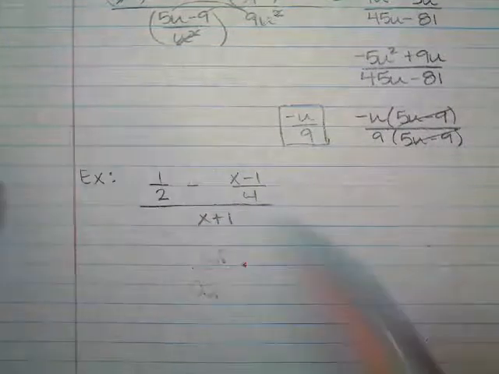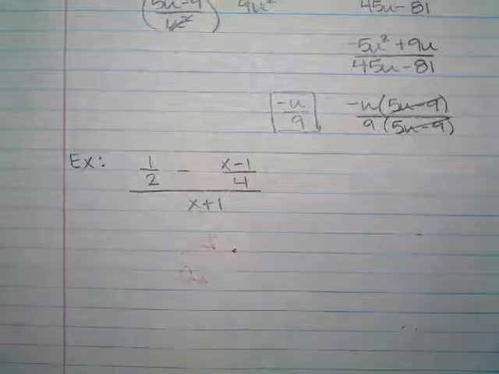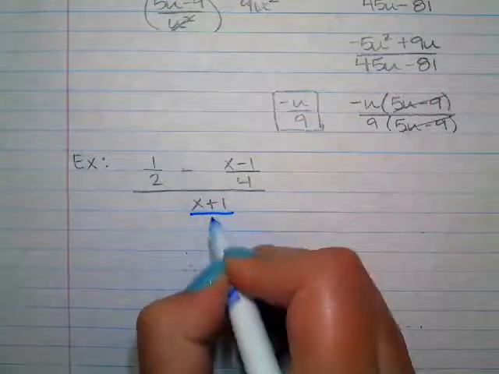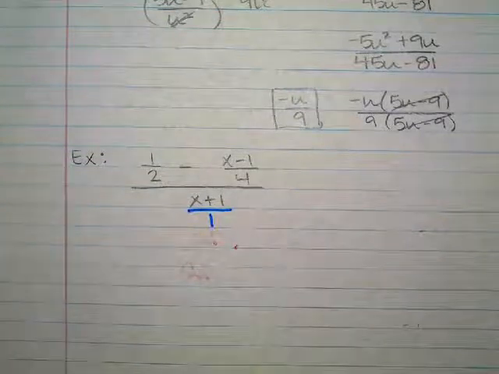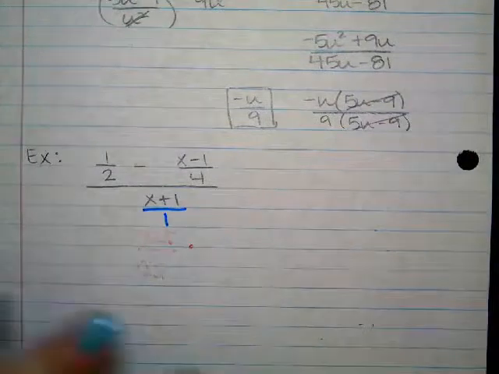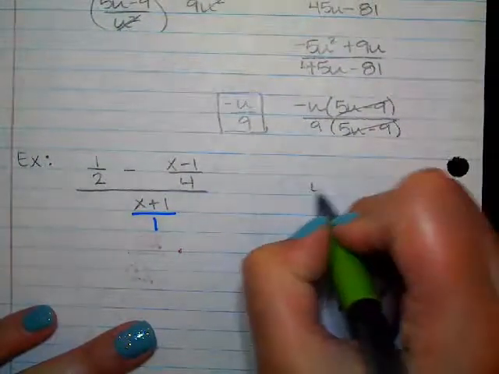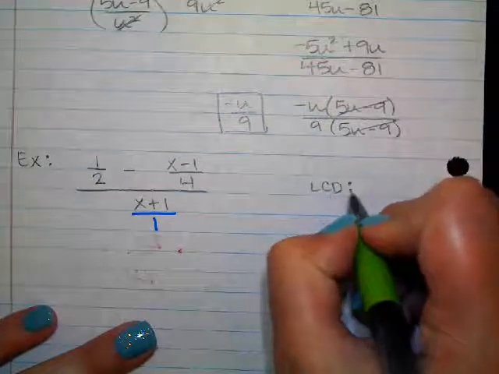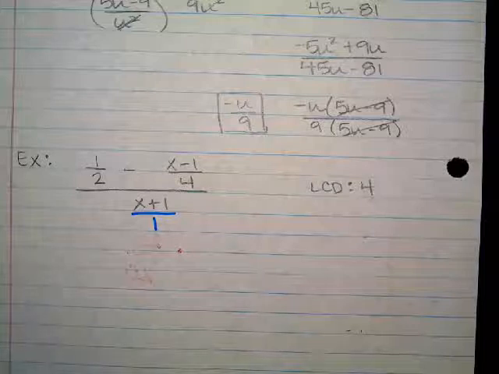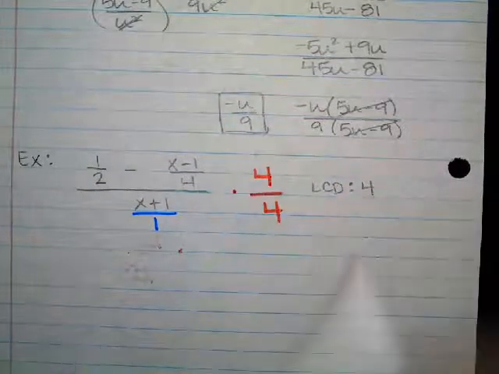So whenever you see something like this, the very first thing you're going to do is take that denominator and put it over 1. You're going to turn it into a fraction, because we want everything in the problem to be in terms of fractions. So again, we're going to look for our least common denominator. Between 2 and 4, I'm just going to say that my common denominator there is 4. So we are going to multiply the entire problem by 4 over 4. And I'm going to distribute that to everything in the problem.